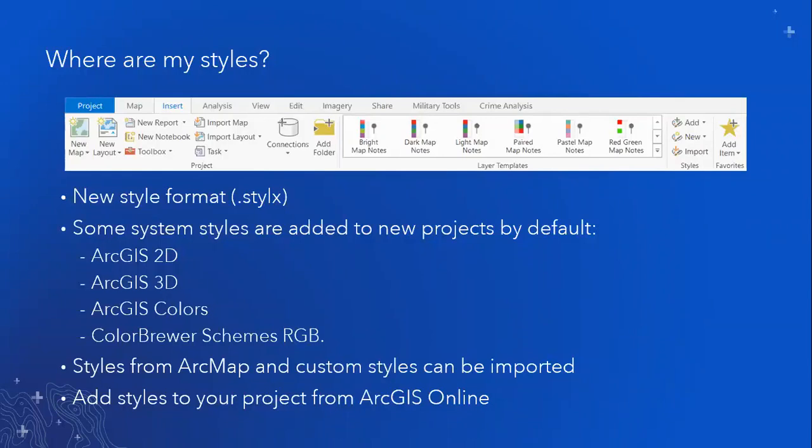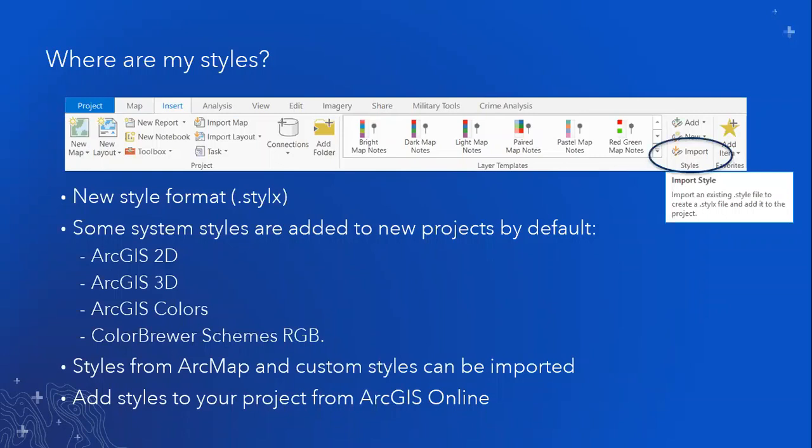By default, you're going to have ArcGIS 2D, 3D, ArcGIS Colors, and the ColorBrewer schemes RGB. You also are able to, like I said before, have those styles from ArcMap imported into ArcGIS Pro. However, the new capability is that within ArcGIS Pro, you can search ArcGIS Online for style files that are available publicly and import those in as well.